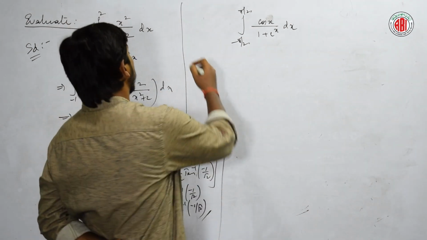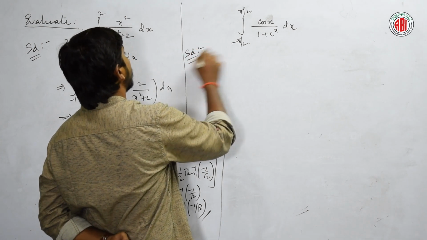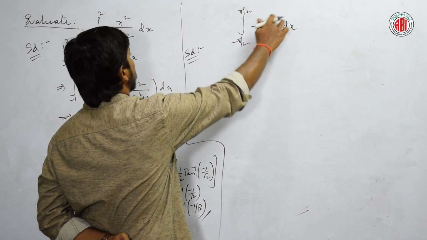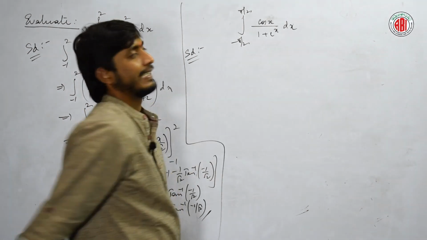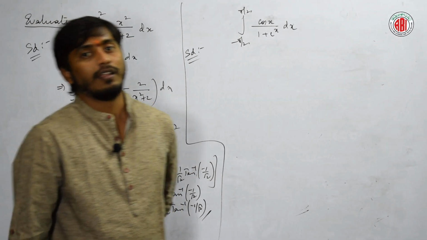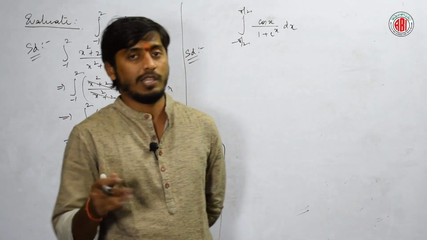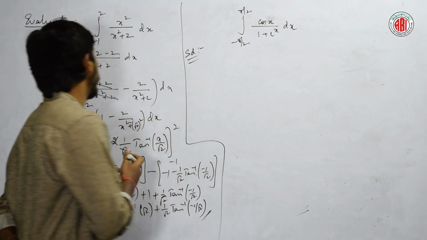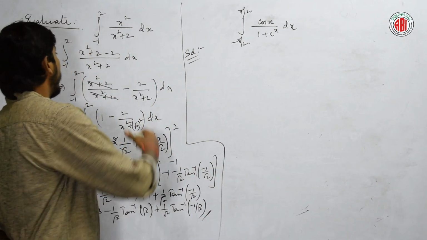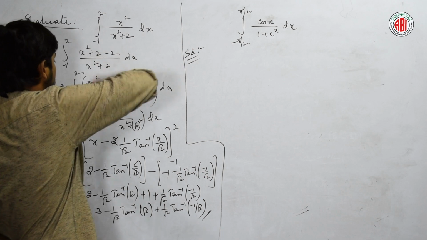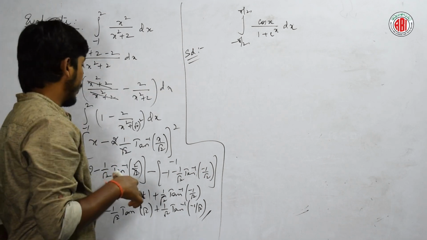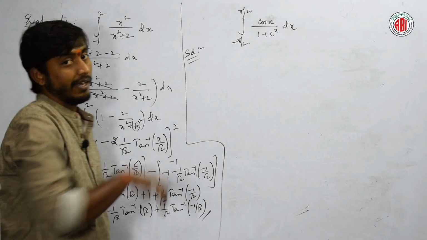Okay? Is it clear? Fine. Look at the next question here. Integral from minus pi by 2 to plus pi by 2 of cos x by 1 plus e power x dx. So how do we solve it? Just use all the properties which you can use. Here we have used one property. What did we use? We used this formula of that.